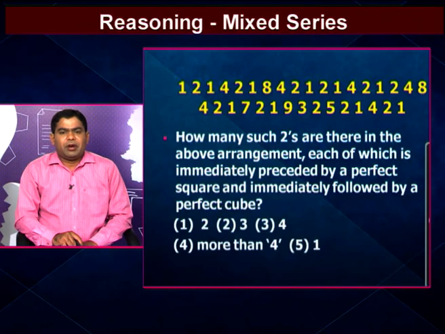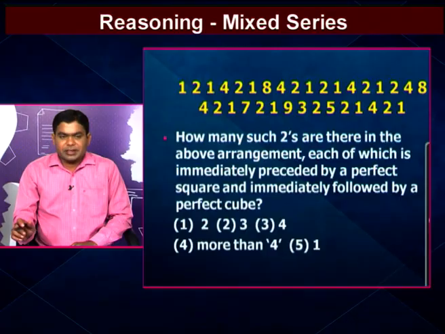Perfect squares are 1, 4, 9, 16. These are the perfect squares. Perfect cubes are 1, 8, 27, these are the perfect cubes. That means our question is based on prime numbers, even numbers, odd numbers, perfect squares or perfect cubes. First of all we learn the even numbers, odd numbers, perfect squares, perfect cubes. After that we solve the question.